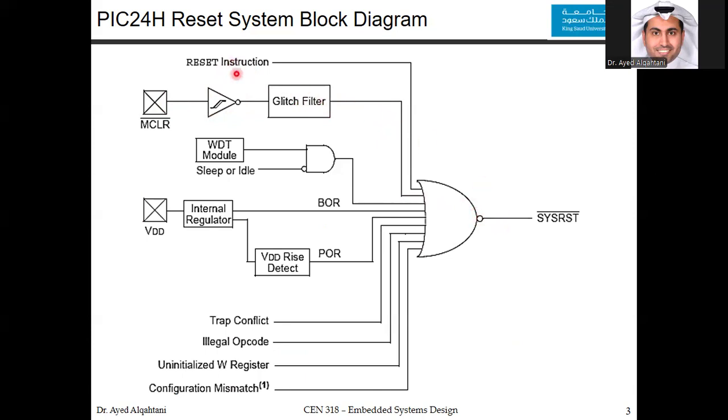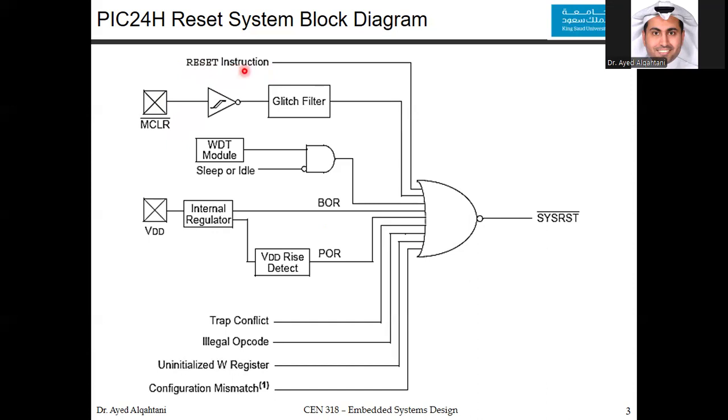We also have a reset instruction. You can write in your code a call, and you give this call a specification to have an instruction at the assembly level where it will cause a reset. This is called a reset instruction. It's in capital letters, as you can see here. This is the way to write it.